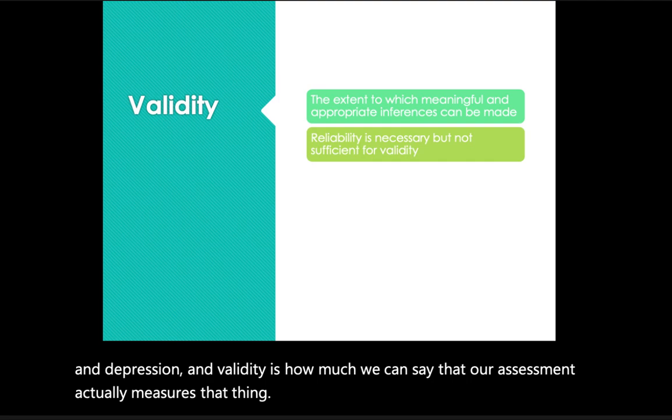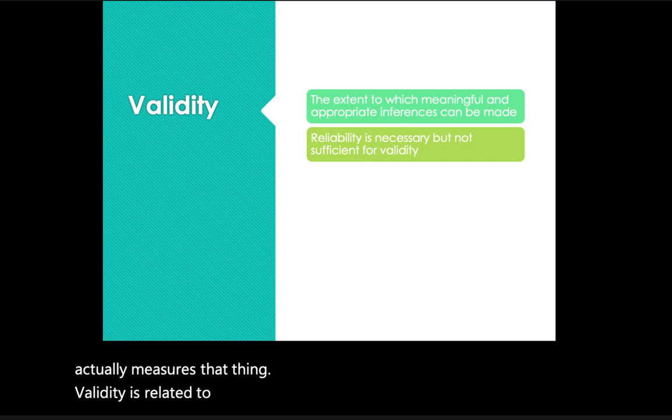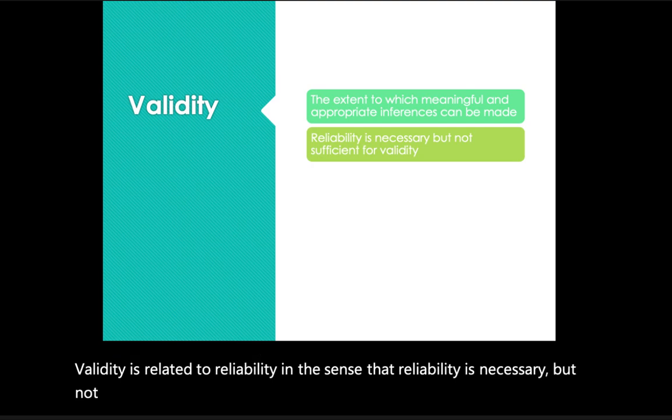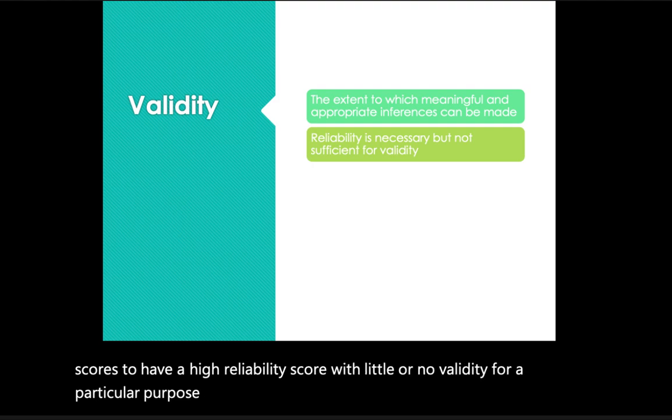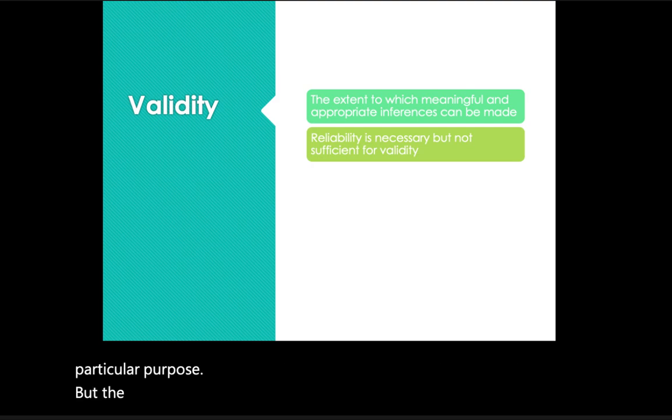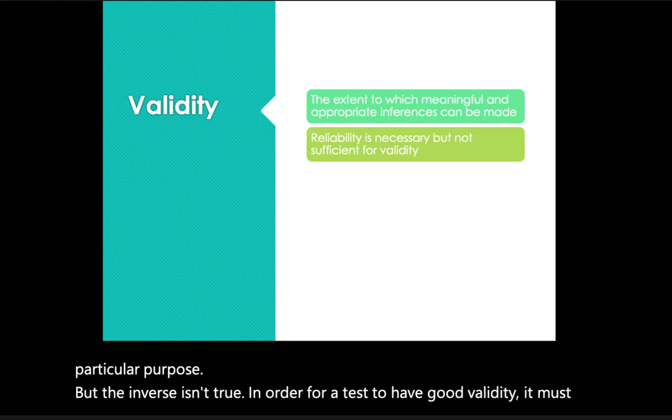Validity is related to reliability in the sense that reliability is a necessary but not sufficient condition for validity. So, in other words, it is possible for test scores to have a high reliability score with little or no validity for a particular purpose. But the inverse isn't true. In order for a test to have good validity, it must have high reliability.